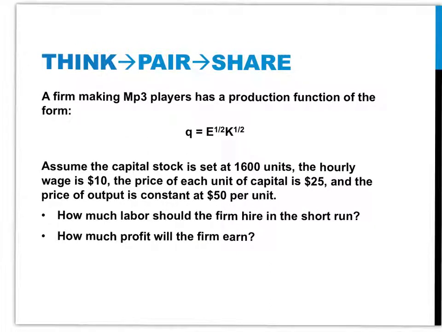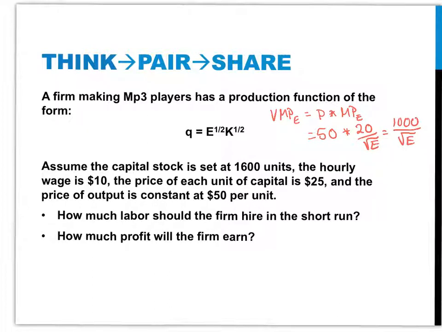So if we want to find the quantity of labor the firm should hire in the short run, we first need to find the value of the marginal product. So the value of the marginal product of labor is going to equal the product price times the marginal product of labor. And the price is 50, and we said that the marginal product of labor, this was from the last think pair share, was 20 over the square root of E. So our value of the marginal product of labor is equal to 1,000 over the square root of E.